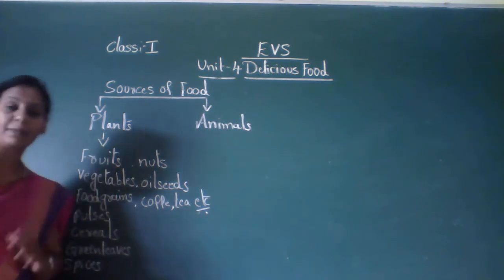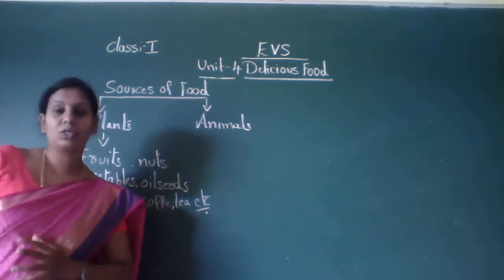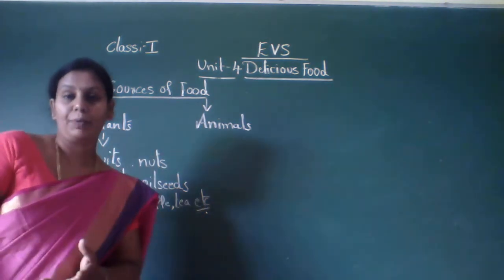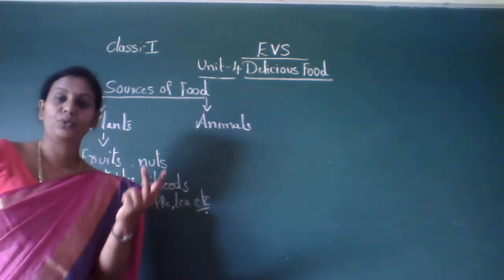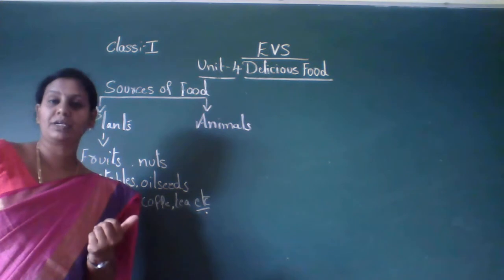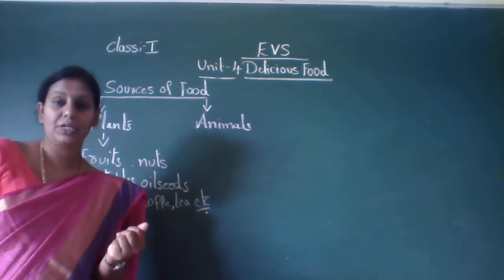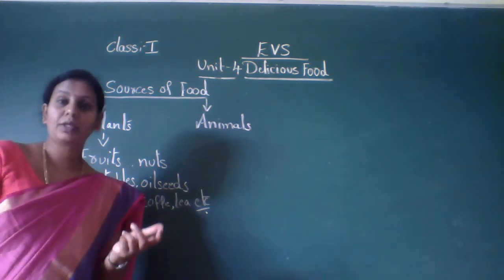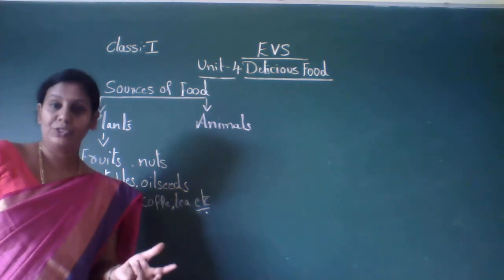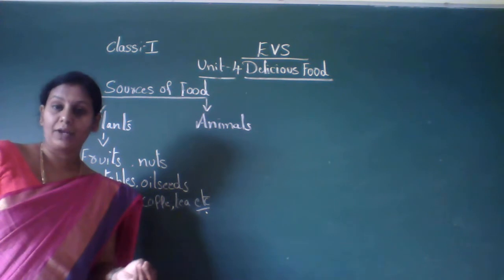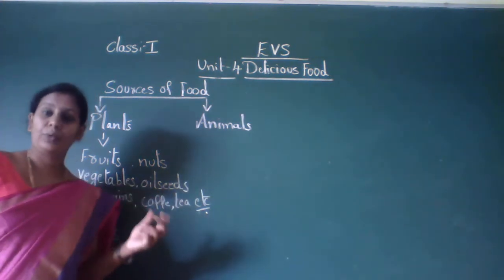Then name some vegetables, children. What are the vegetables your mother uses in preparing food? Carrot, beetroot, radish, capsicum, isn't it? Then ridge gourd, bitter gourd, water gourd, drumstick, lady's finger, brinjal, cabbage, cauliflower, all these come under vegetables.